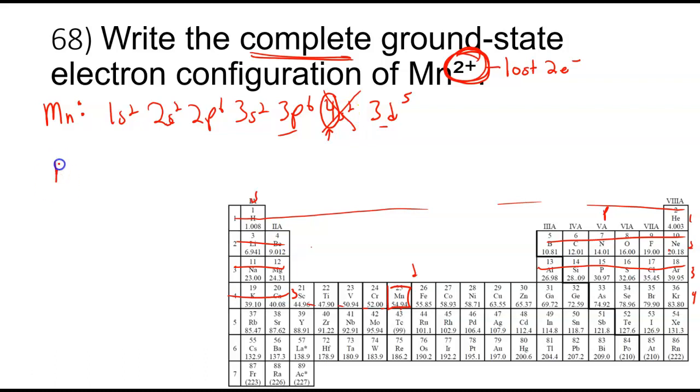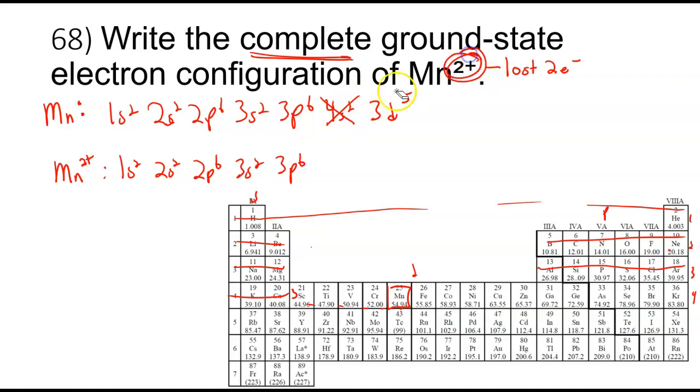So manganese 2 plus will be 1s2, 2s2, 2p6, 3s2, 3p6. It's going to lose the s's first. Why? Because 4 is bigger than 3, which means it's further away from the nucleus. So it always loses the outermost energy level first, and there's 2 plus, and there's 2 of these electrons, so it loses both of them. So this is the electron configuration for manganese 2 plus.